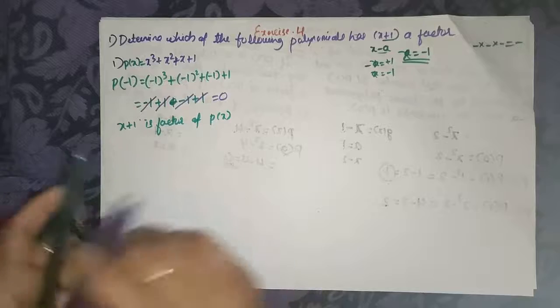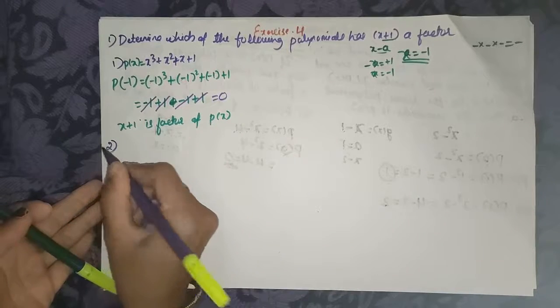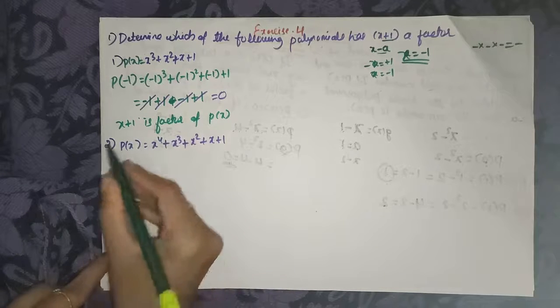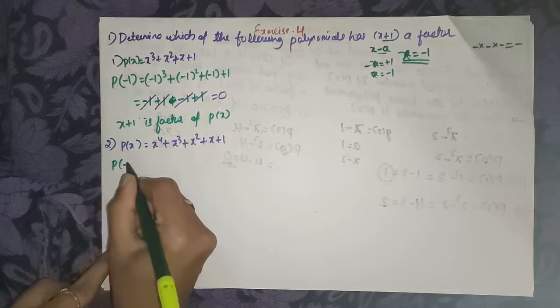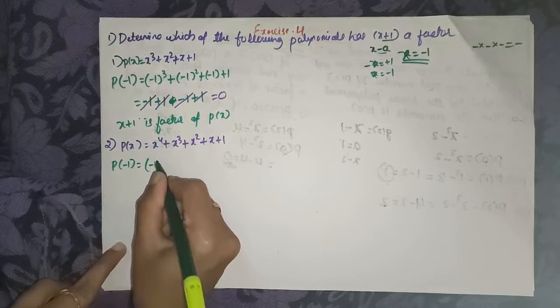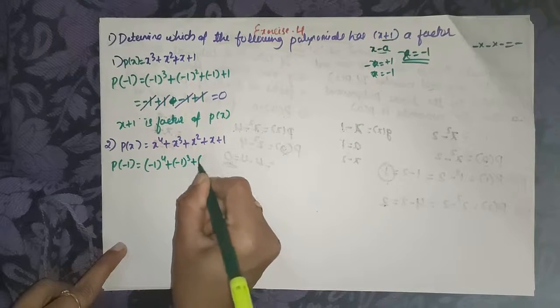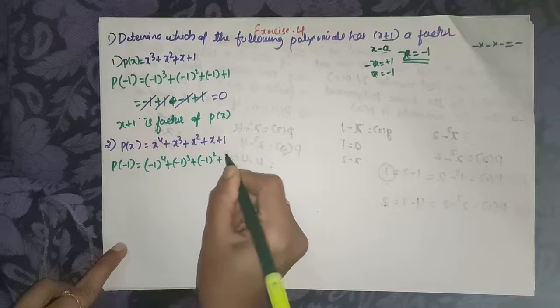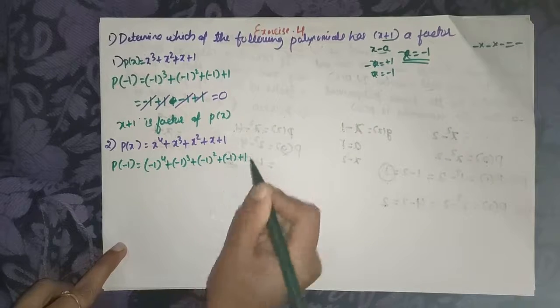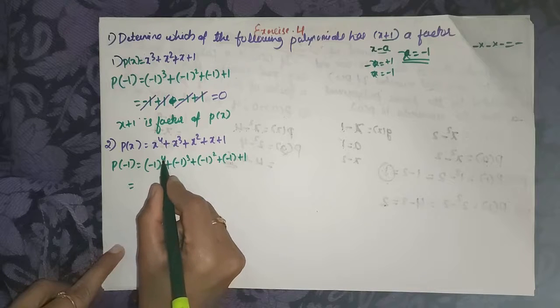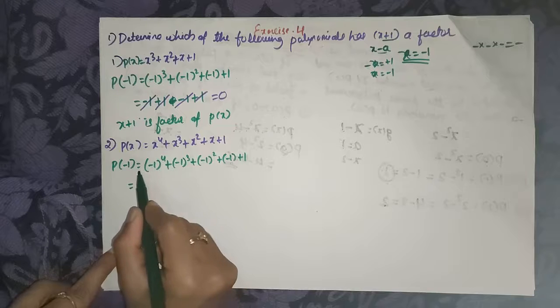Then the second question is, so here substitute p of minus 1. This is minus 1 to the power of 4 plus minus 1 to the power of 3 plus minus 1 square plus minus 1 plus 1. So now here minus to the power of 4, this is even power. That's why this becomes plus.